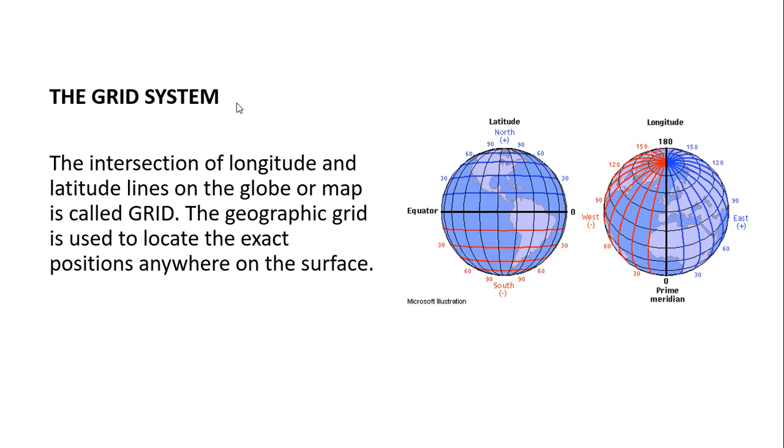The grid system. The Earth grid or geographic grid is a grid-like pattern formed by the imaginary lines of latitude and longitude on the Earth's surface. The latitudinal and longitudinal extensions are required to locate precisely any place on Earth.